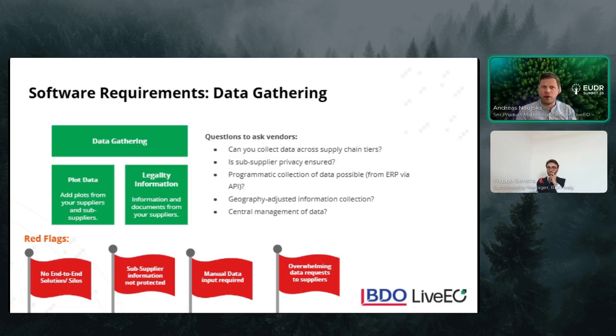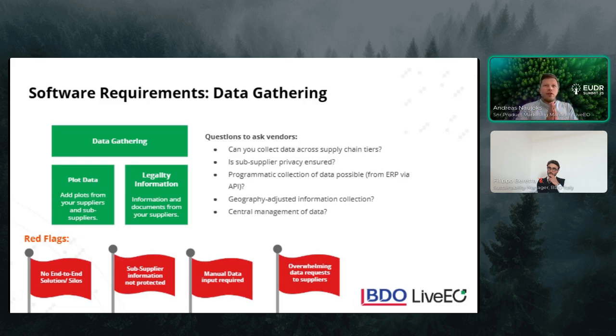So the red flags to look out for here are silos, meaning no end-to-end solution, and especially information silos. Sub-supplier privacy not protected. Manual data input, of course, is a red flag if you manage a more complex supply chain. And then overwhelming data requests to suppliers. Ideally, you have a system where you can organize it and you don't have to request the same information several times that you may already have in a different system.